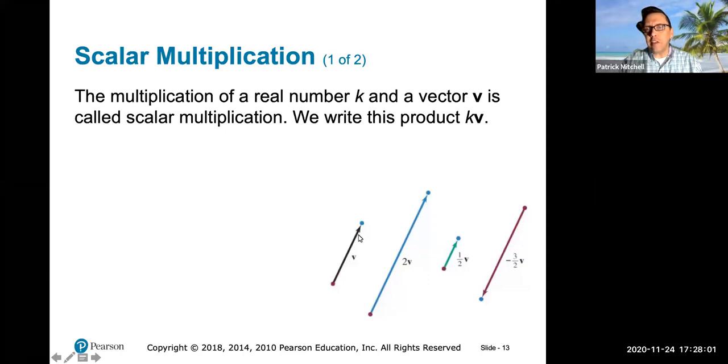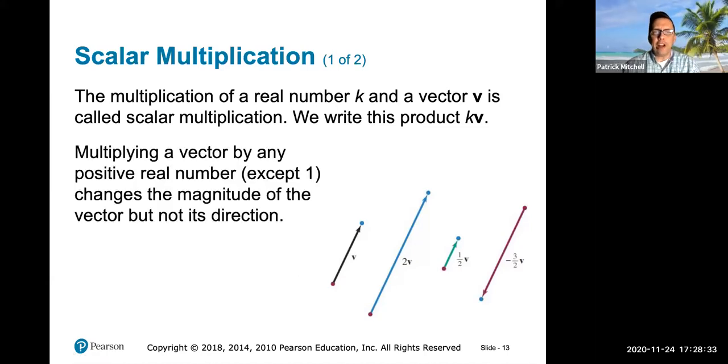So this is what scalar multiplication looks like. Here's vector v. Vector 2v would be the vector that has the same direction and is exactly twice as long. The vector 1/2 v would have the same direction and would be half as long. And then the vector -3/2 v would be 1.5 times as long as v and would point in the opposite direction. Okay, so that's how that works.